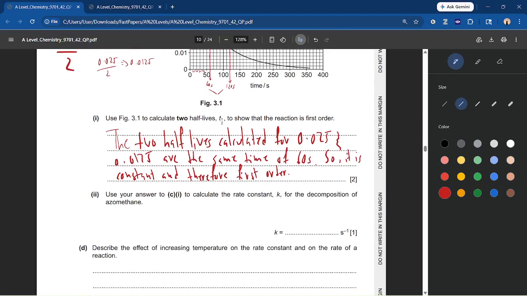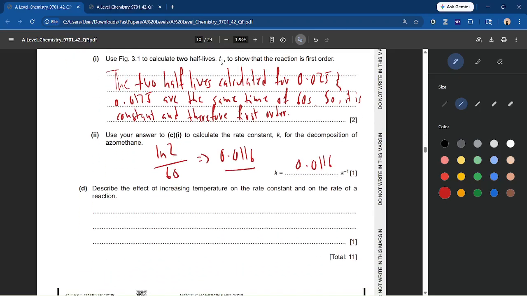Use your answer to C1 to calculate the rate constant for the decomposition of azomethane. So it's going to be ln 2 divided by the half-life, which is 60. And if you do that, you're going to get 0.0116. Describe the effect of increasing temperature on the rate constant and the rate of reaction. The rate of reaction is going to increase, so both will increase.